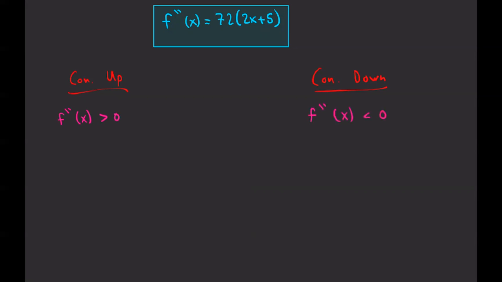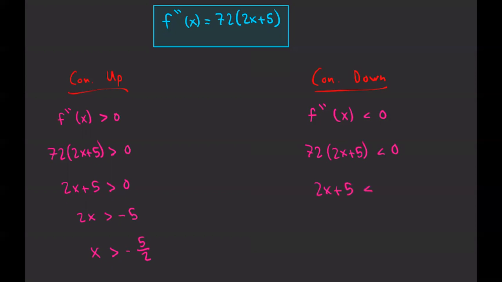Now it's just plugging and chugging. We've got 72 times 2x plus 5 greater than 0. 2x plus 5 greater than 0. 2x greater than, excuse me, negative 5, subtracting 5 from both sides. x is greater than negative 5 halves. And then the work over here is basically the same thing, just a slightly different inequality sign. x less than negative 5 halves.